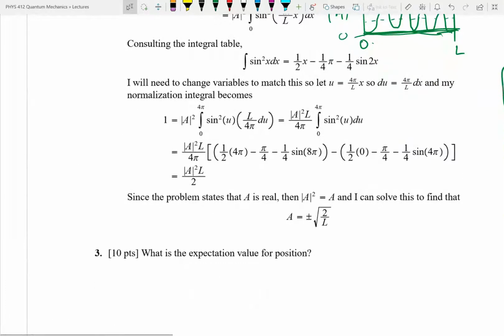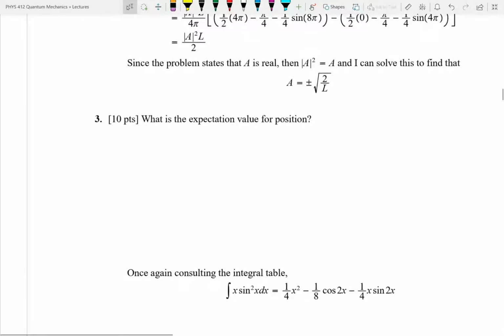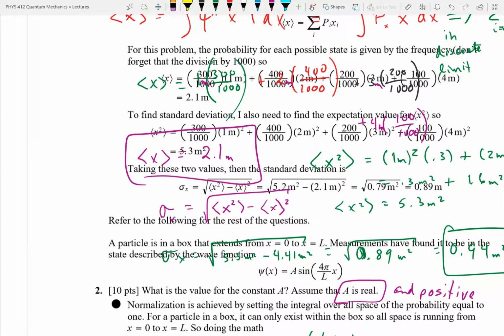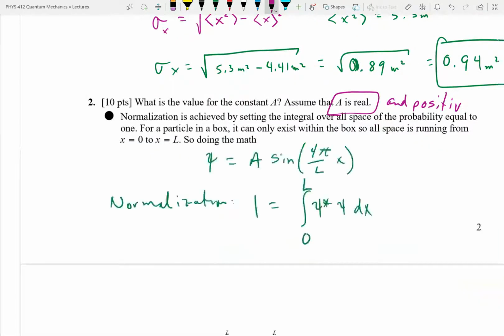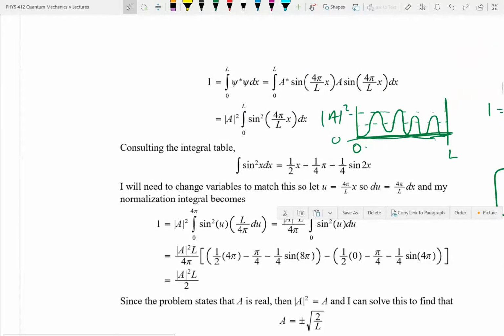Okay. Next problem. What is the expectation value for position for this same? Oh, I know what it is. Nope. Yes. Refer to the following for the rest of the questions. I erased it with everything else. I'm going to go back and erase it again, but that's what we were missing. We didn't have a problem with the test, thank goodness. Yeah. I know it's a little late to figure it out now.